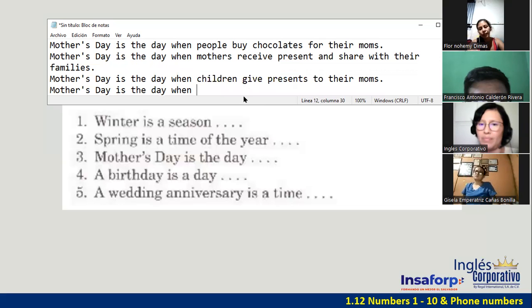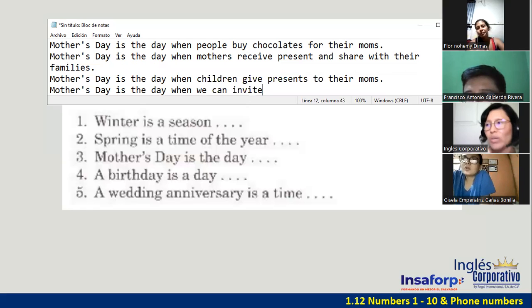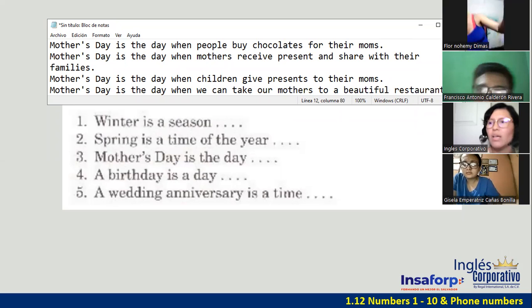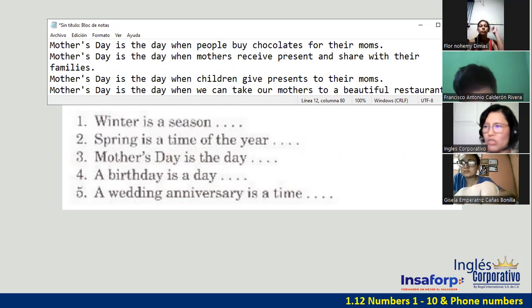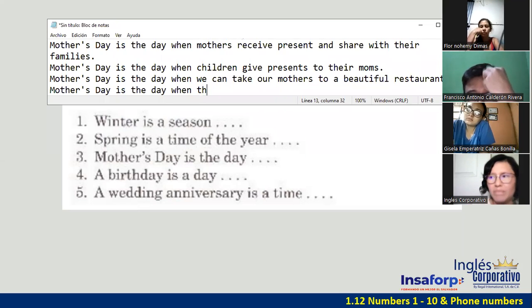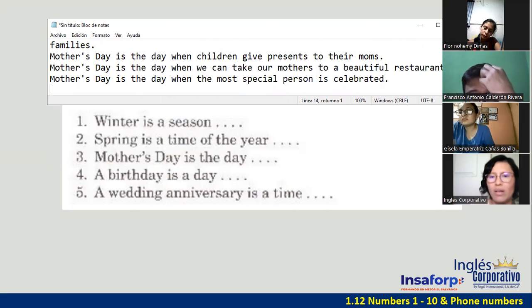Mother's Day is the day when we can invite our mothers to a beautiful restaurant. We can take our mothers to a beautiful restaurant. Okay. Restaurant. Mother's Day is the day when we can take our mothers to a beautiful restaurant. Very good. Tell me, Francisco. Mother's Day is the day when the most special person on earth is celebrated. When the most special person is celebrated. Okay. Gisela.